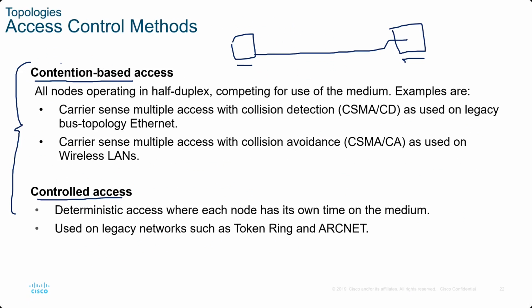This is a complex problem in half duplex communication. So that depends on the situation, whether your network uses contention-based access or control access. I mean, these are two solutions. For example, in contention-based access, all nodes operating in half duplex compete for use of the medium. In half duplex, everyone is competing to get access to this medium. Who is going to access this medium? Because only one computer can access it at a single time. Okay, so that's why there is a competition. Who is going to access it?